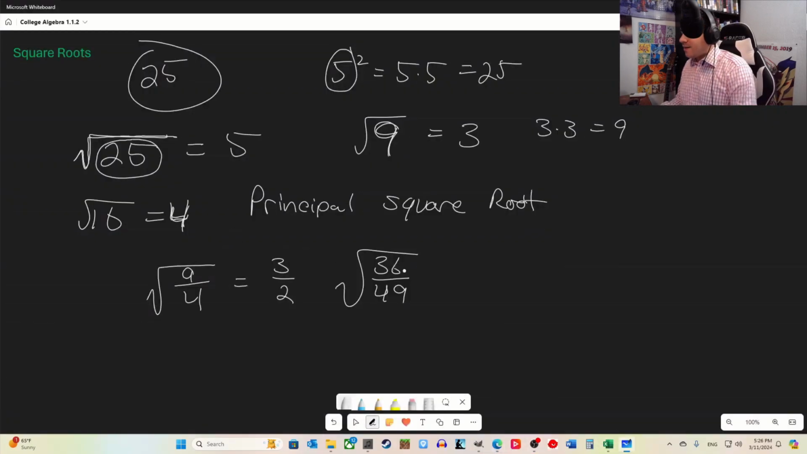So, with that said, these numbers might look big, but you can recognize that these are easy square root numbers. The square root of 36 is 6, and the square root of 49 is 7. Not hard at all. Super cool, super easy.